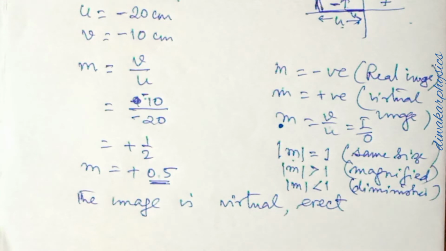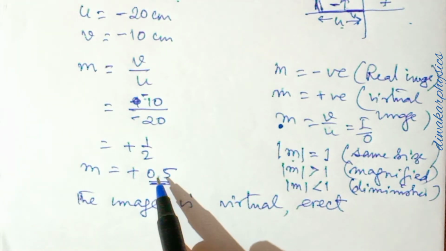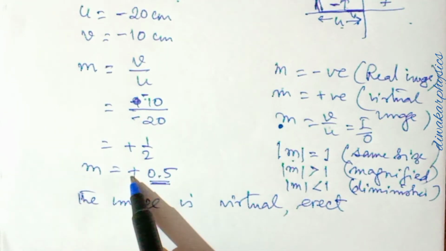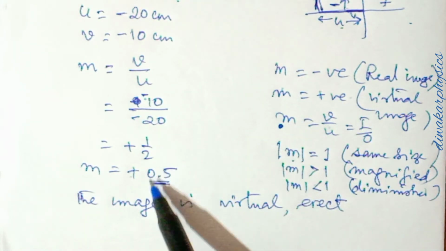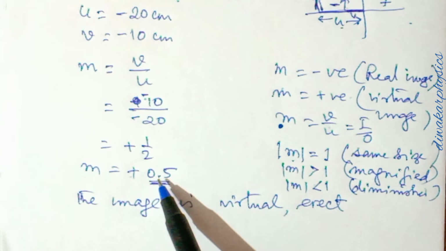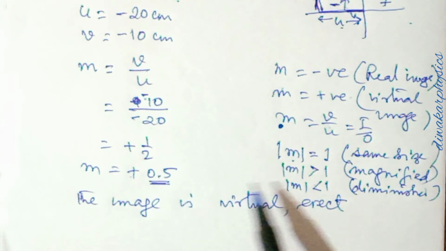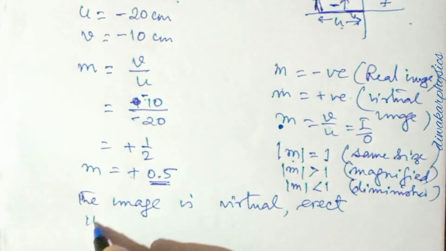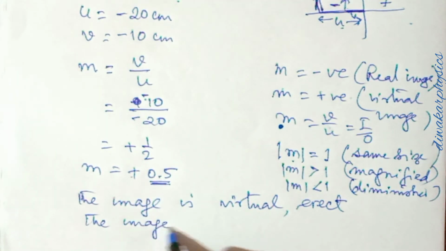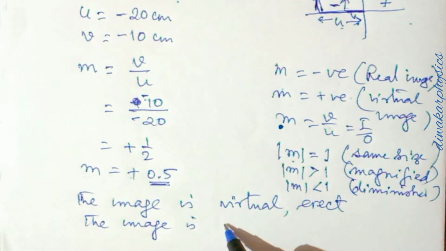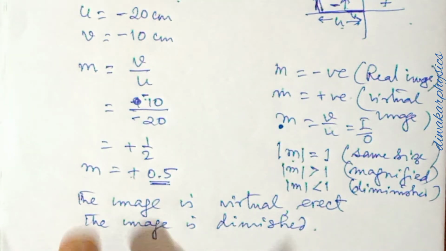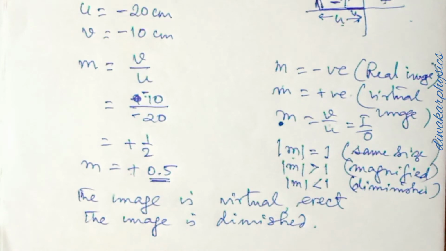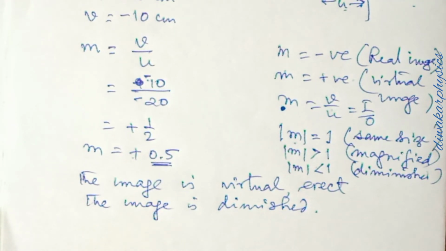So what is the value we have got here? Plus 0.5. So plus means it is a virtual image, and only the value without sign, 0.5, is less than 1, so the image is diminished. They may ask you the size also, then you can write diminished. But in this question they have not asked the size. So for your revision I have done.